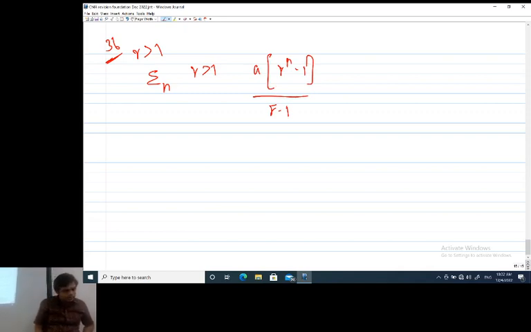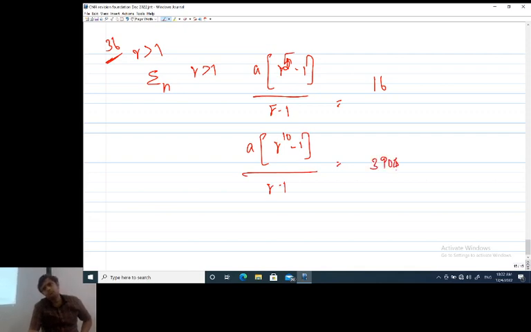Okay, the sum of first 5 terms, so n becomes 5. Then another 16. அடுத்து a into r power 10 minus 1 divided by r minus 1. இது என்னது? So bigger by the smaller. R another ratio. So I get 3904 divided by 16. R minus 1 போயிடும்.